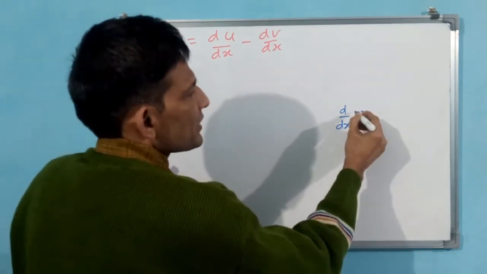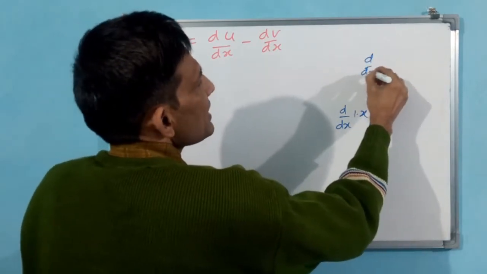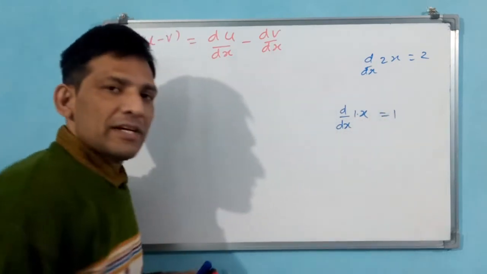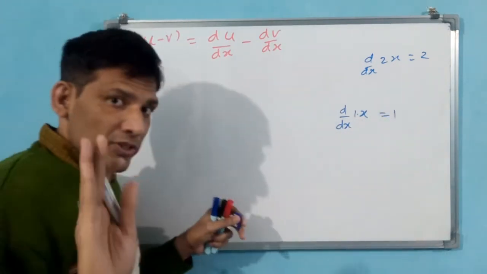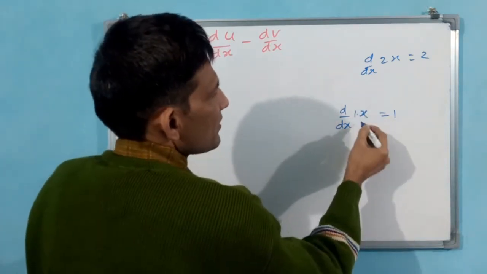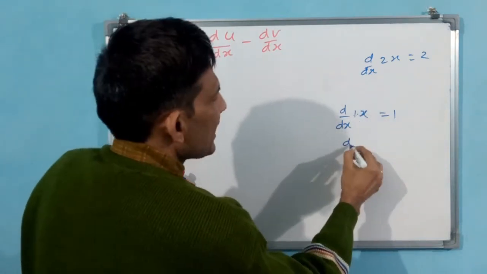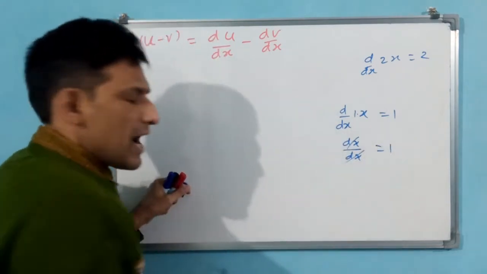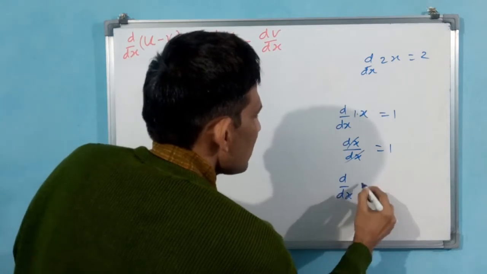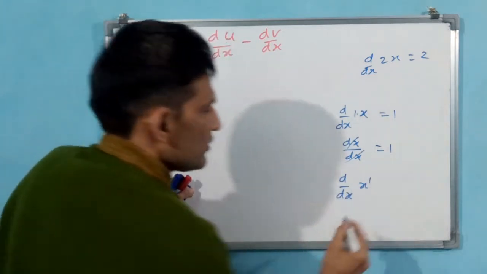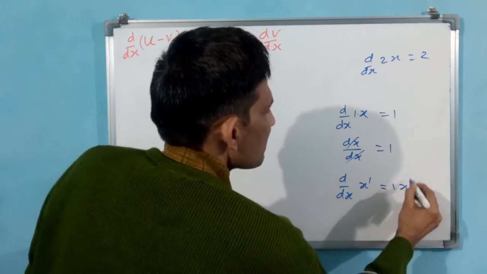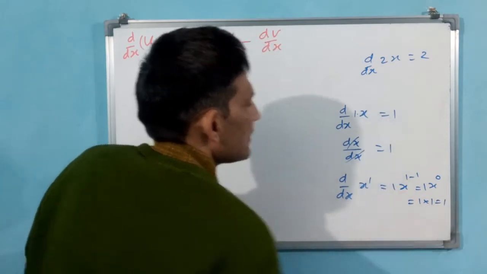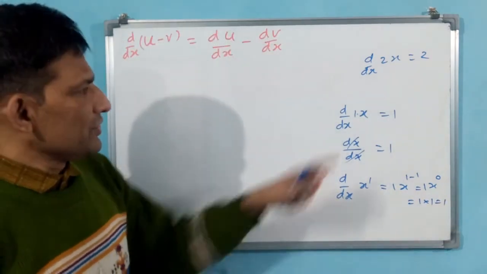You think d by dx of x means 1 into x is there. When d by dx of 2x is equal to 2, then d by dx of 1x is going to become 1 only, right? That you think. 3 types you can think here. d by dx of x you can think 1 into x, or dx by dx also you can think, or else you can think like this, d by dx of x power 1. Now you see what is going to happen. 1 into x power 1 minus 1, that is equal to 1 into x power 0, that is equal to 1 into 1, that is equal to 1. Okay, 3 cases you can think.